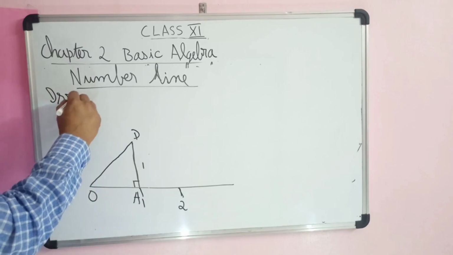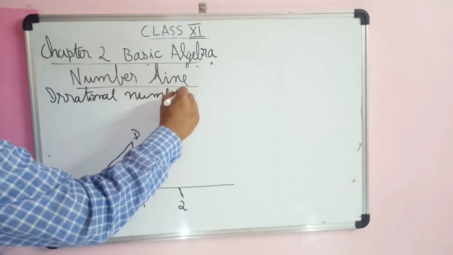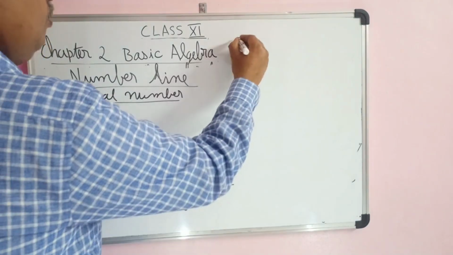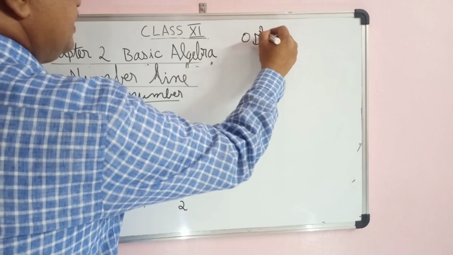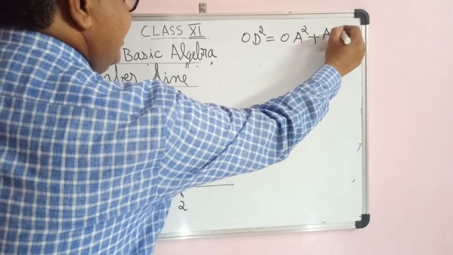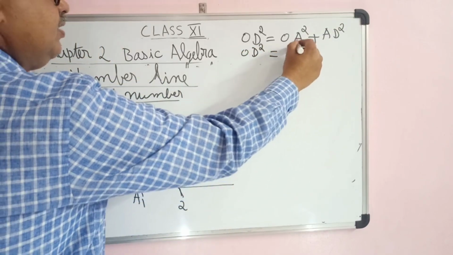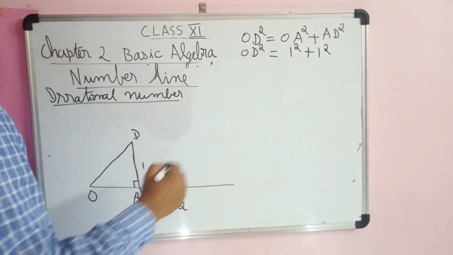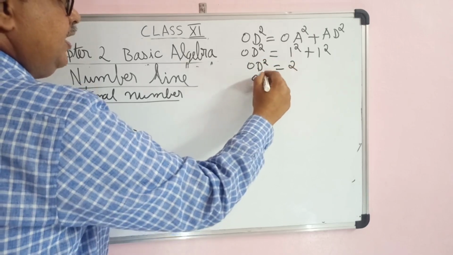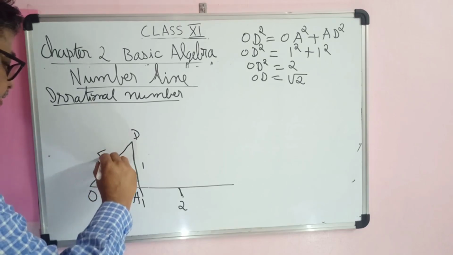Irrational number on the number line. Here OD square equal to, according to Pythagoras theorem, OA square plus AD square. OD square is equal to 1 square plus 1 square. So OD square equal to 2. OD is equal to root 2.